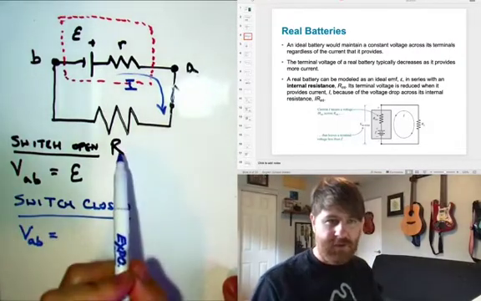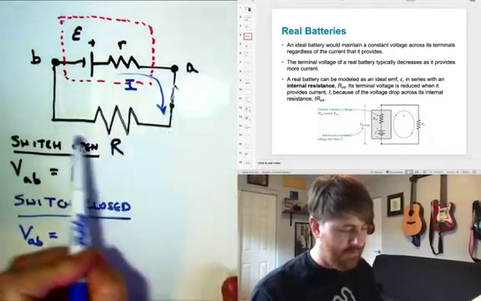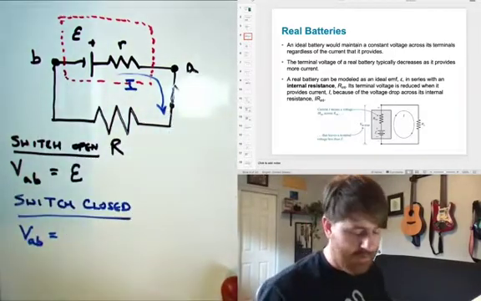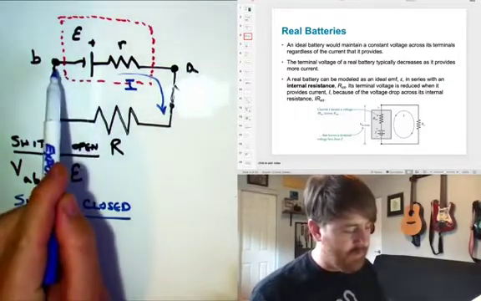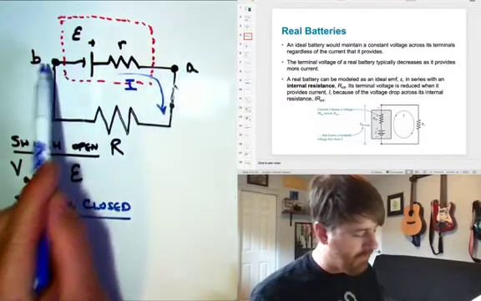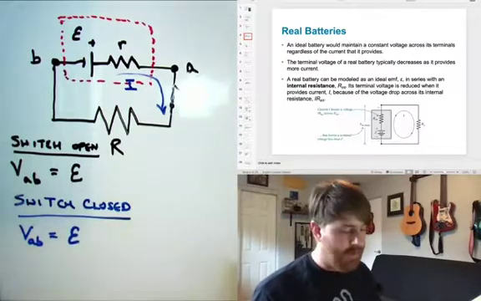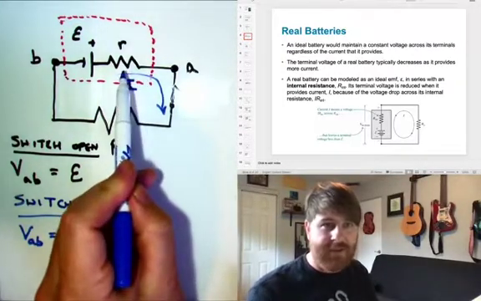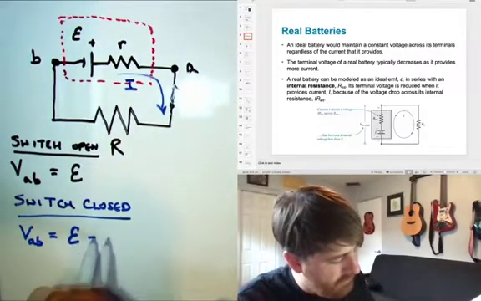regardless of whatever load that we have connected here, the potential, I'm not looking at the potential all the way around the loop. I know that that's actually going to be 0 because the electric force is conservative. But what I'm looking at is the potential of point A relative to point B. That's going to be the EMF from the battery minus the decrease in potential across the internal resistor, so minus IR.